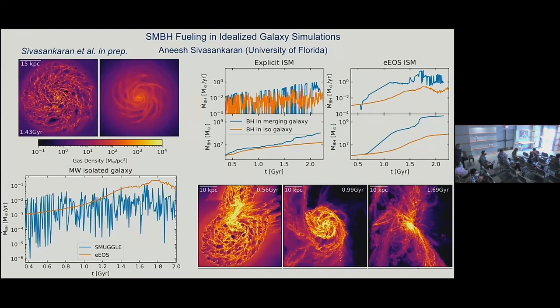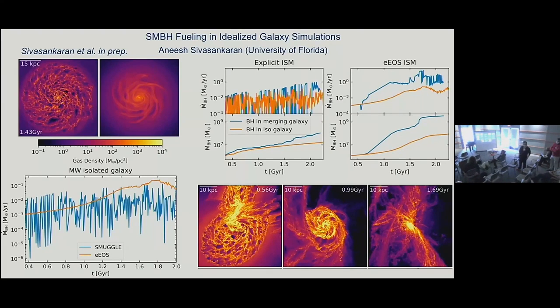So, I'm sorry, I didn't mean to interrupt you. You were going to say something else. It was not clear to me what you mean by the phase dependence. Well, the Bondi rate depends on density. And if you have cold molecular clouds in a hot gas, the hot gas accretion rate is appropriate for Bondi. The cold molecular clouds might be too small, so you shouldn't be using Bondi. And I don't know how one calculates an M dot in that case.